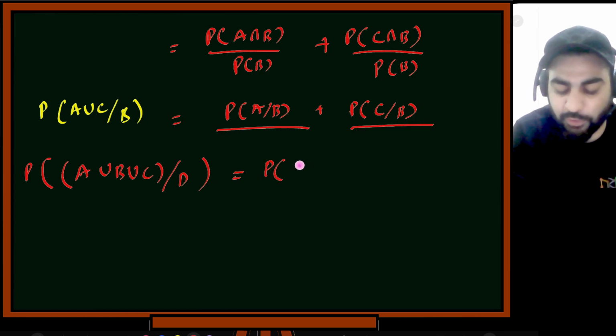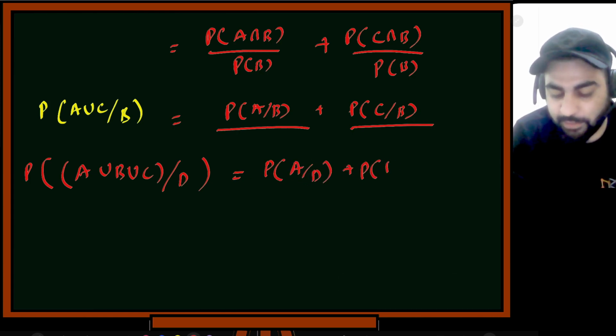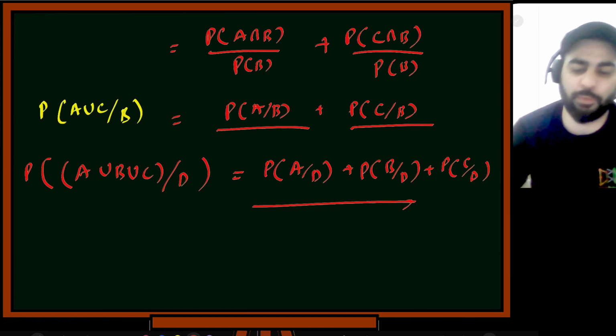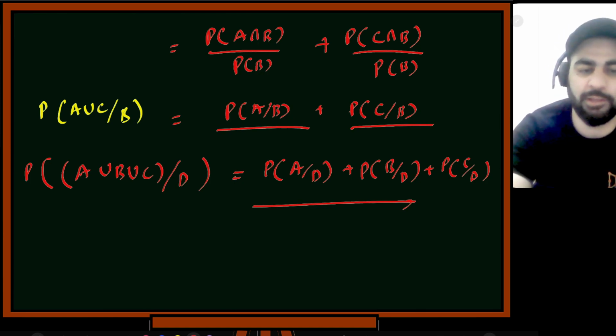We can write probability of A given D plus probability of B given D plus probability of C given D, something like this. You can expand it in a similar fashion. So this is one more property that I wanted you to know. I hope that this is clear.